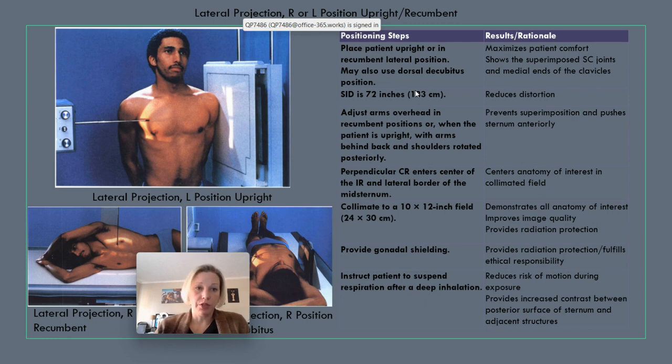SID is going to be at 72 inches for your lateral. Arms are going to be overhead in recumbent positions, or if the patient is upright, the arms are going to be behind the back. Shoulders are going to be rotated posteriorly. Your CR is going to be perpendicular. It's going to enter at the lateral border of the mid-sternum. Your field size is going to be 10 by 12 inch. Gonadal shielding as needed, and the patient is going to suspend respiration after a deep inhalation. So they are going to take in a breath and hold it.